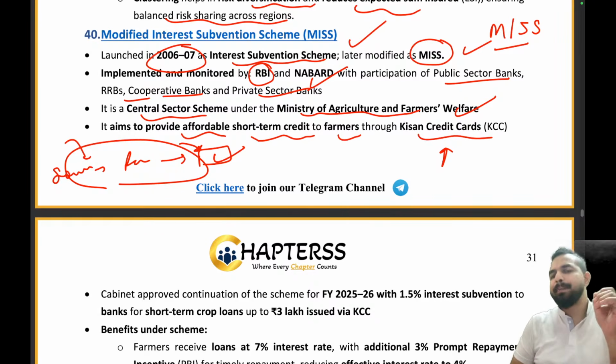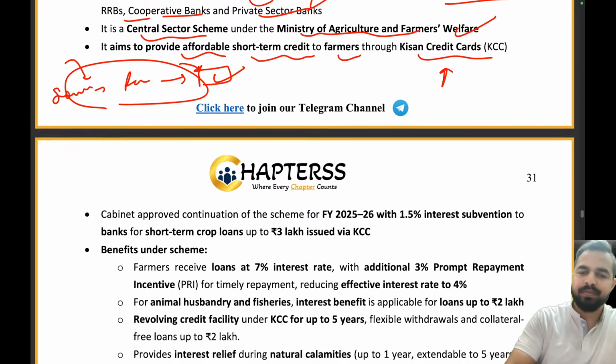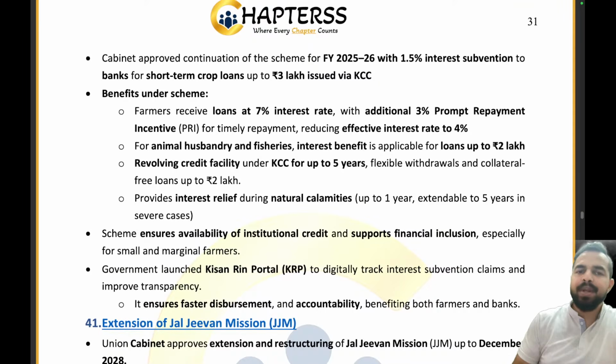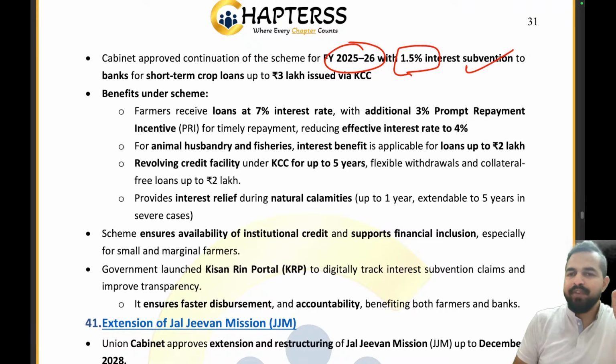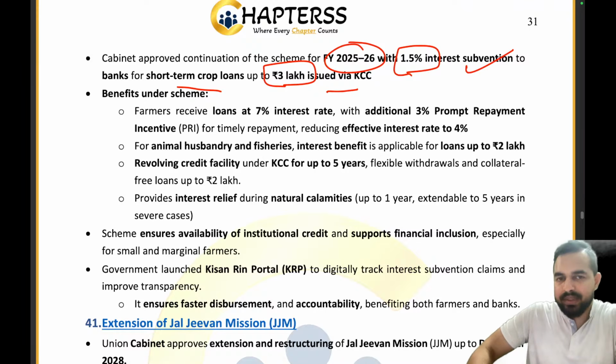To compensate for that, we have come up with the Kisan Credit Card scheme, a credit card which we are giving to the Kisan. It is called the Kisan Credit Card scheme, which provides short-term credit to the farmers. The cabinet has approved the continuation of the scheme for fiscal year 25-26 with 1.5% interest subvention. So with 1.5% interest subvention, we are allowing the continuation of the scheme to banks for short-term crop loans up to ₹3 lakh issued via KCC. So through the KCC, what amount of loan can we get? ₹3 lakh, short-term crop loans.